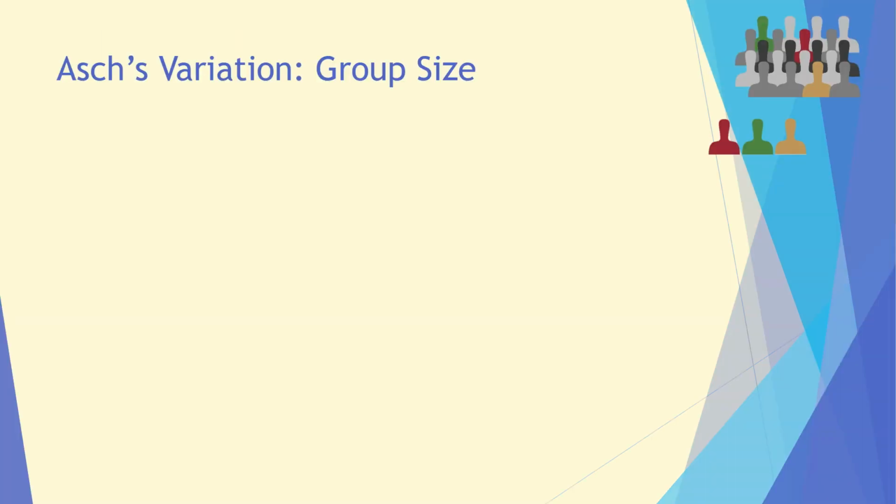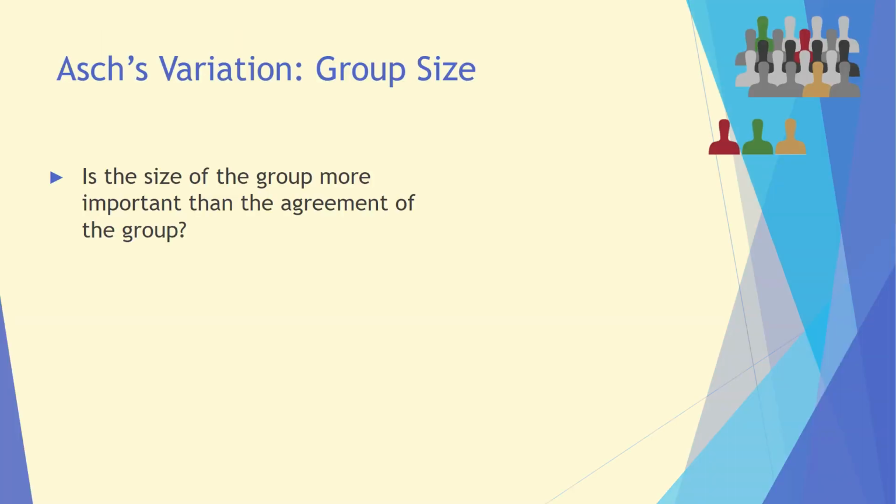Okay, we're going to start with group size. The question we're going to be answering is: is the size of the group more important than the agreement of the group? As you might remember, in Asch's original variation, there were 5 confederates used alongside the participant. In the group size variation, they started with 1 confederate, so just the participant and another person judging the line lengths, and then they added more confederates to see how big the group needed to be to reach the highest levels of conformity.